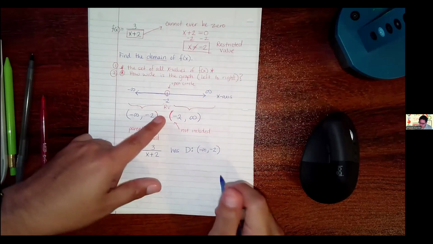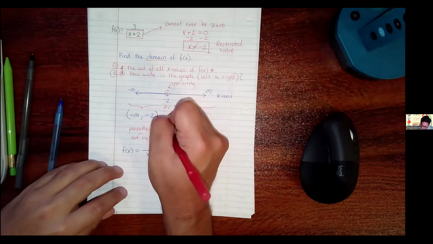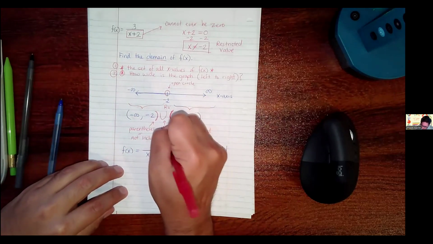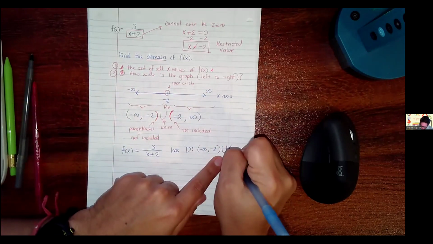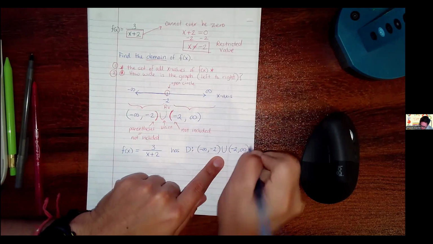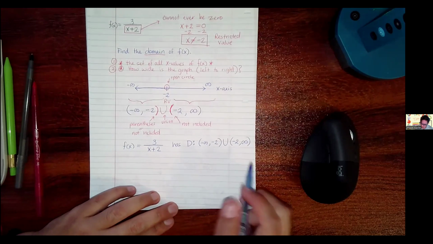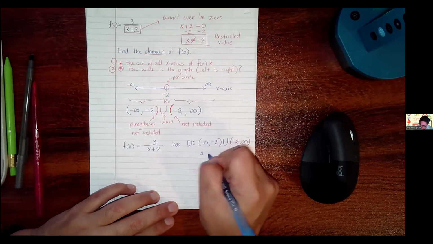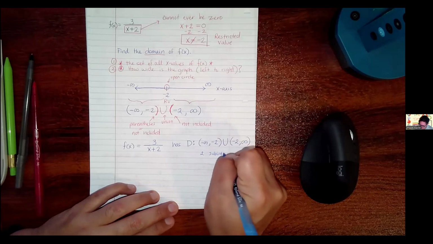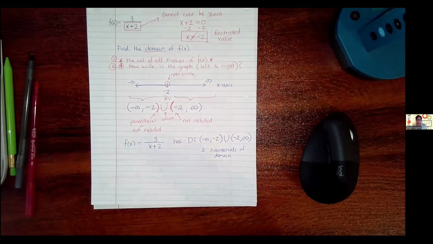And then what mathematicians like to do is put this U symbol wherever we made a cut. That's called a union symbol. And then we'll put negative 2 comma infinity to represent the right-hand segment of our domain. So because we had one restricted value here, we have two what are called sub-intervals of the domain. Or you could say two segments of the domain.